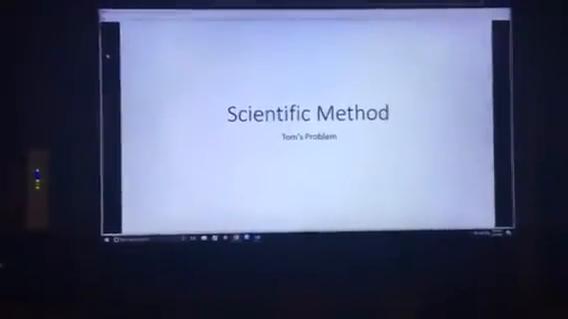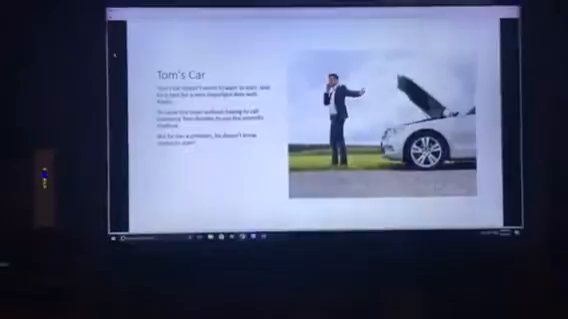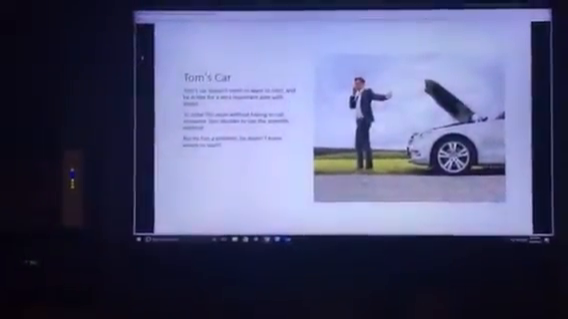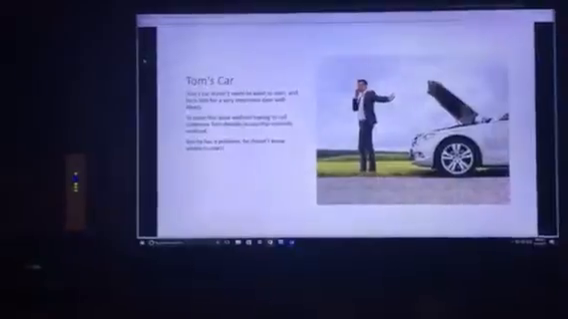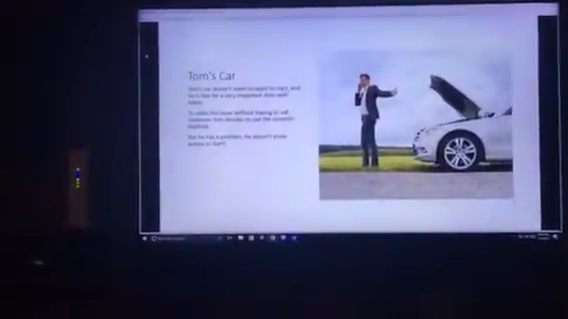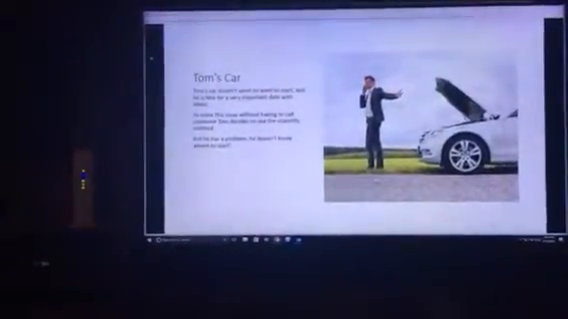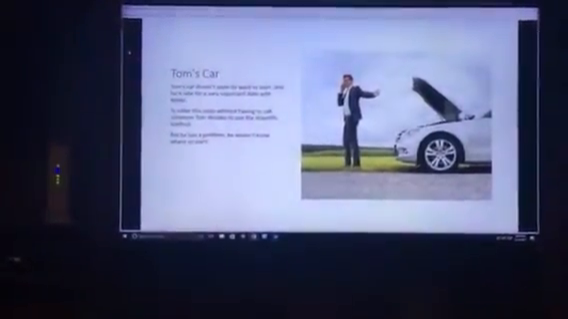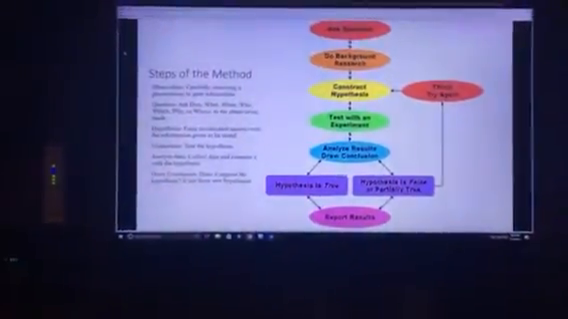The scientific method with regards to Tom's problem. Now Tom has a car and for some reason it doesn't want to start and he's very late for an important date with Alexis. To solve this issue, without having to call someone, Tom decides to use a scientific method to deduce the problem, but he doesn't know where to start.